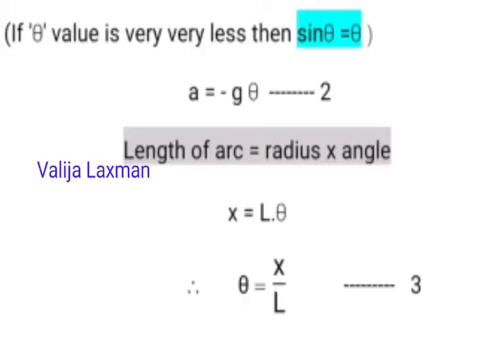So if theta is very, very small, the sin theta value can always be written as only theta. This is an approximation. If theta is very, very small, remember sin theta can be written as what? Theta. Now substitute this theta in this equation. What happens to the first equation now?